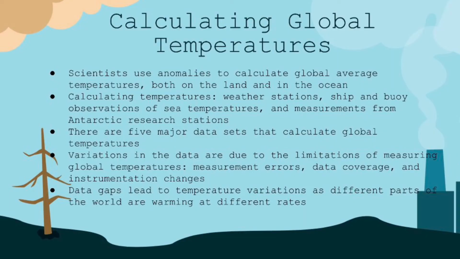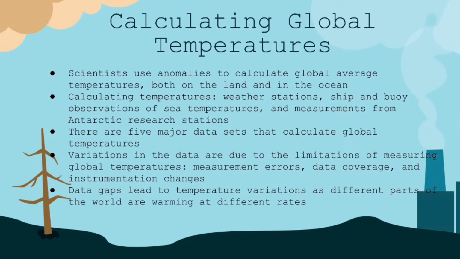And then there's variations in this data due to limitations in measurement. For example, there's measurement errors. Data coverage plays a role because more than 70% of the world is made up of oceans, and that makes it pretty difficult to fully collect data from all areas of the world. And then also instrumentation changes. As new technology develops, we get new forms of instruments that are used to calculate the temperature, and all of that factors into these limitations.